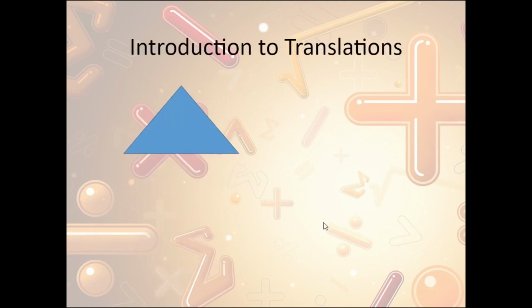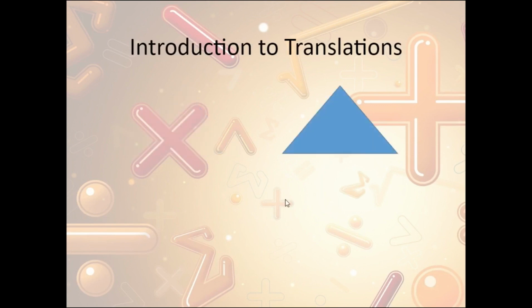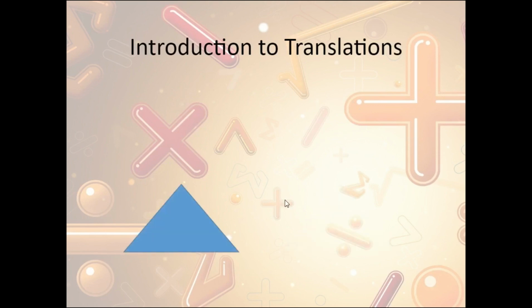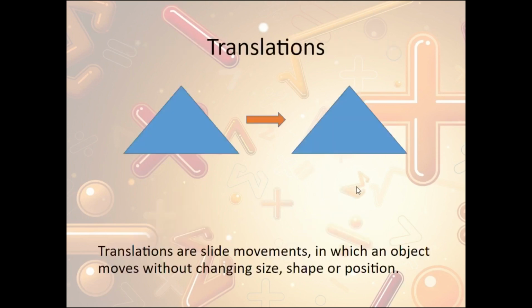So, introduction to translations. Here's our triangle. If we were to slide it, it could move and look like that. Or we could slide it down. Or we could slide it to the left. So all of these are translation movements. Translations are slide movements, and they do not change size, shape, or direction. Notice it doesn't flip and turn. It doesn't flip over. It doesn't rotate at all. It's exactly the same. The top stays the top, the bottom stays the bottom, the left side stays the left side, and the right side stays the right side.